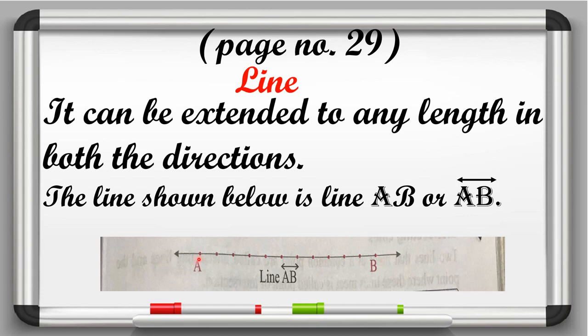Understood? From this point to this point it is written AB. Okay, and we can extend it from both the sides. That's why we have made arrows here on both the sides.